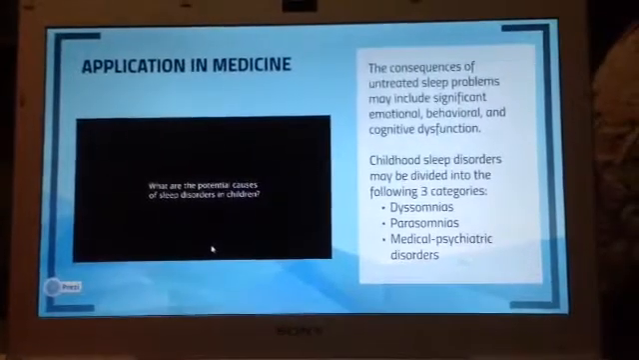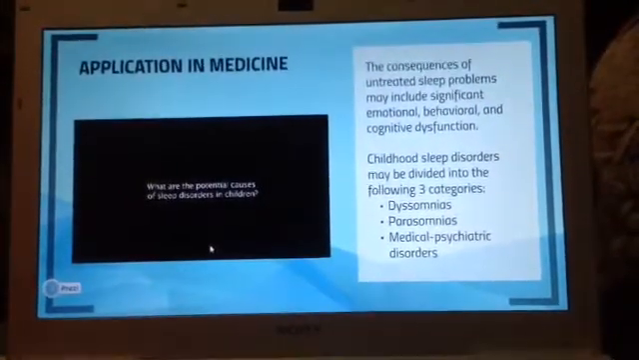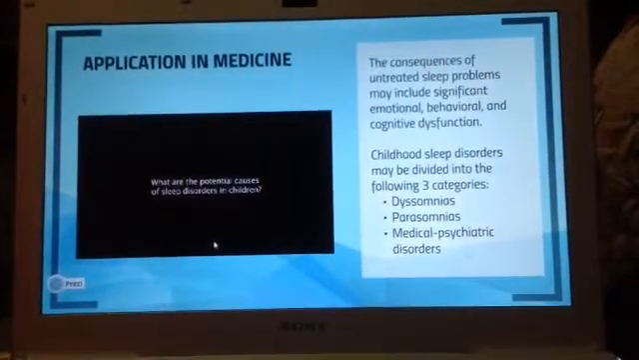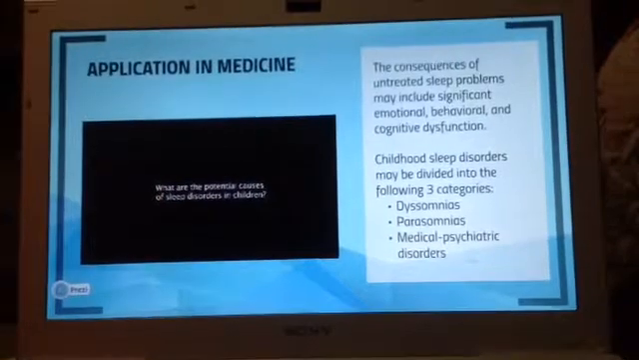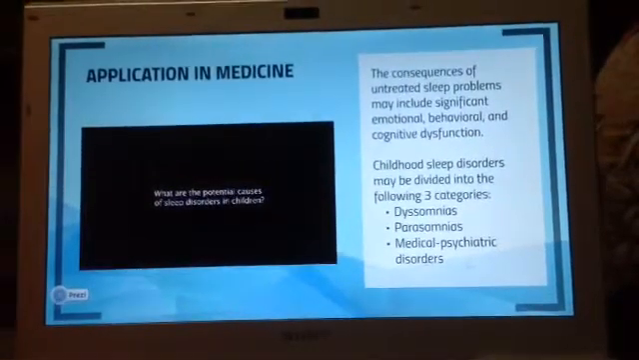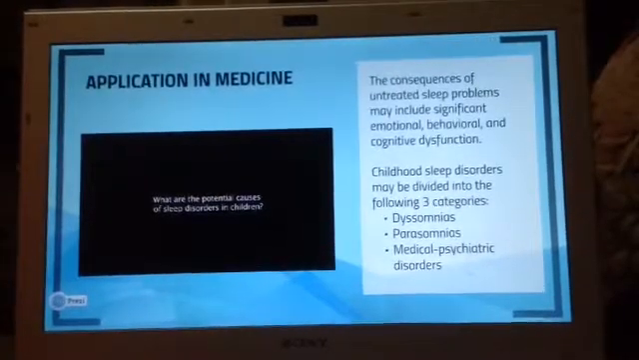In application in medicine, the consequences of untreated sleep problems may include significant emotional, behavioral, and cognitive dysfunction. Childhood sleep disorders may be divided into three categories: dysomnias, parasomnias, and medical psychiatric disorders.